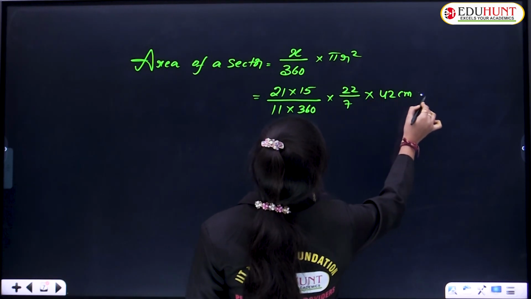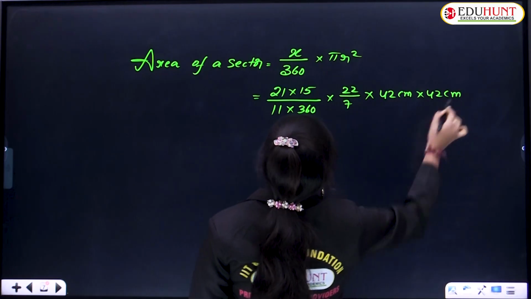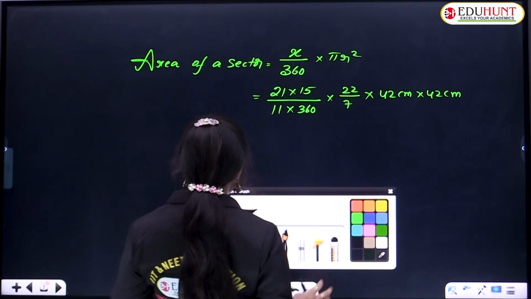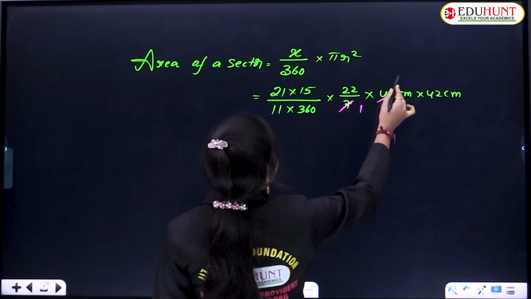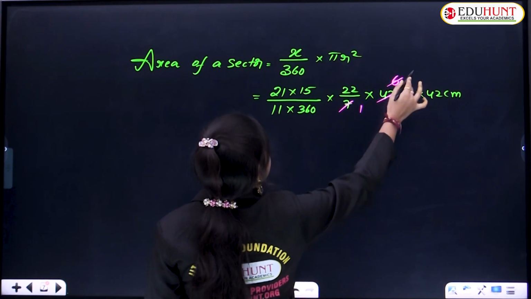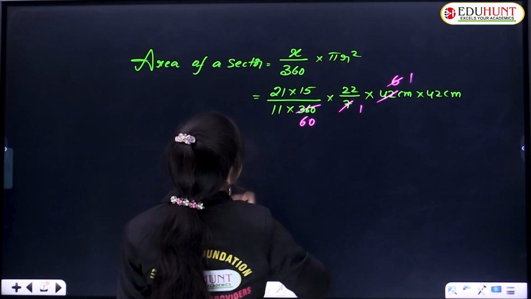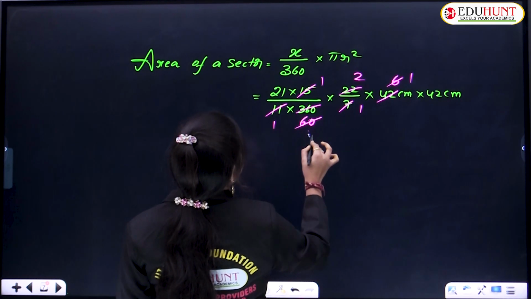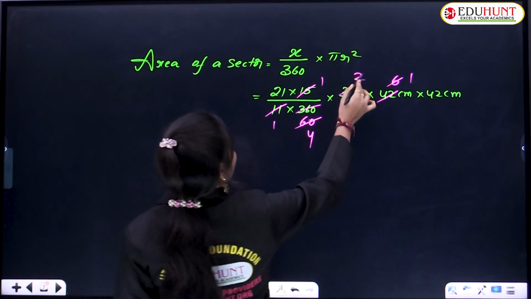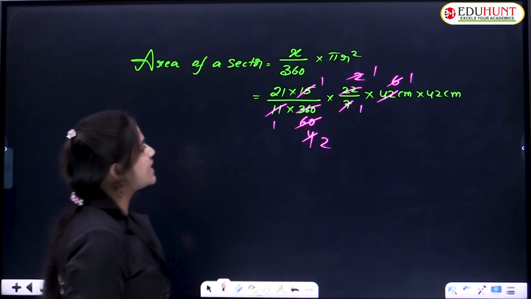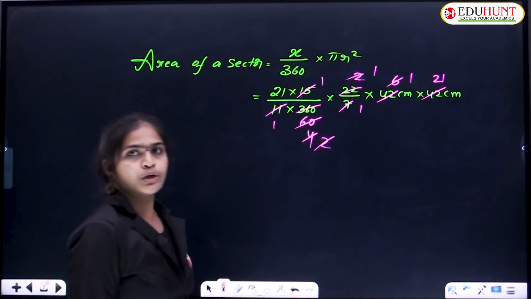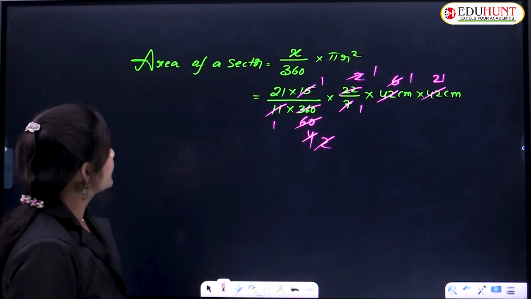42 centimeters into 42 centimeters. Again do the cancellations here. Cancellations are possible, no? See the cancellations here. 7 ones, 7 sixes, 42. Okay, 6 ones and here 6 sixties. 11 ones, 11 twos. 15 ones, 15 fours. Okay, 2 ones, 2 twos. Any other cancellations? Yes. 2 twenty ones. Okay?